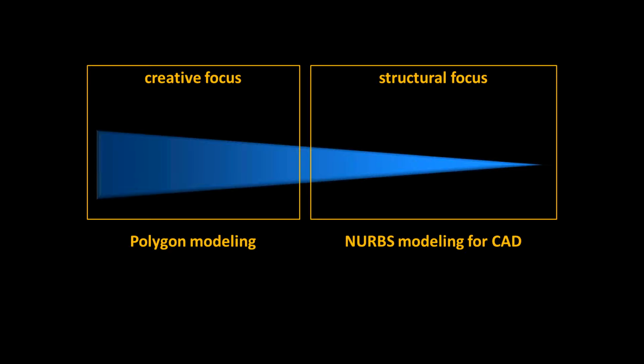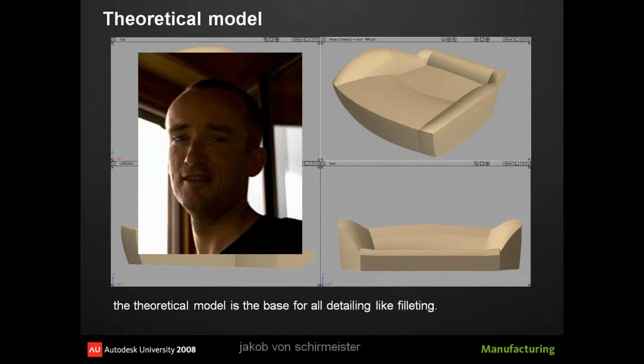And for the structural focus, I see NURBS modeling. NURBS modeling for CAD. And that means NURBS modeling with light surfaces, with theorem modeling, and with a reasonable and good patch structure. On this point, I would like to emphasize Mr. Jacob von Schirmeister. He works in Germany, he's German, and in 2008 he gave a speech at the Autodesk University in Las Vegas about theoretical modeling. I mentioned that as a kind of requirement for light surface, for NURBS modeling, let's say, and the details you can find, if you are interested, in his speech.